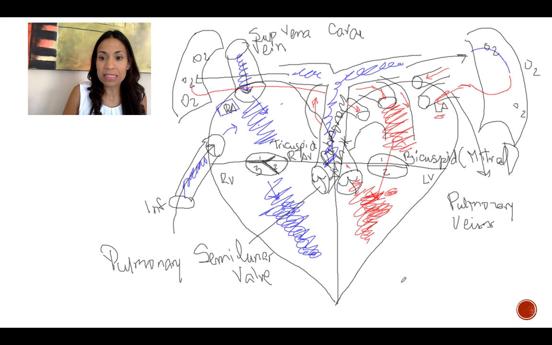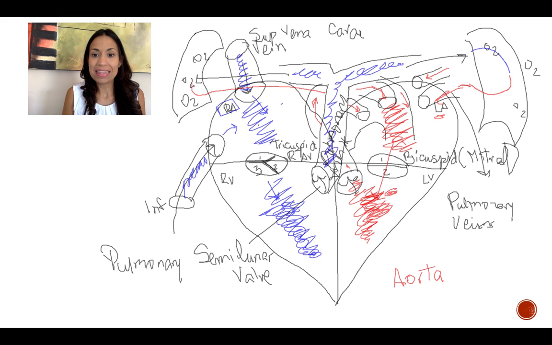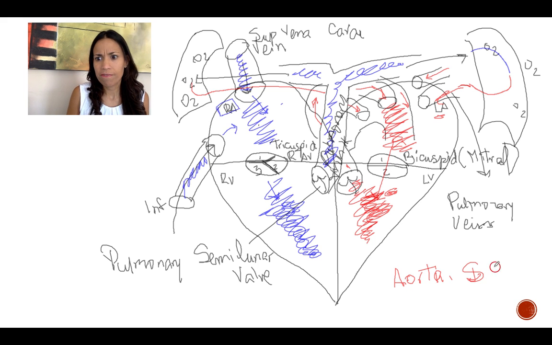The name of this artery is the aorta, okay? And the name of the valve that opens into the aorta is the aortic semilunar valve. Yeah, this is giving me quite some trouble to write with. So, aortic semilunar valve, okay?